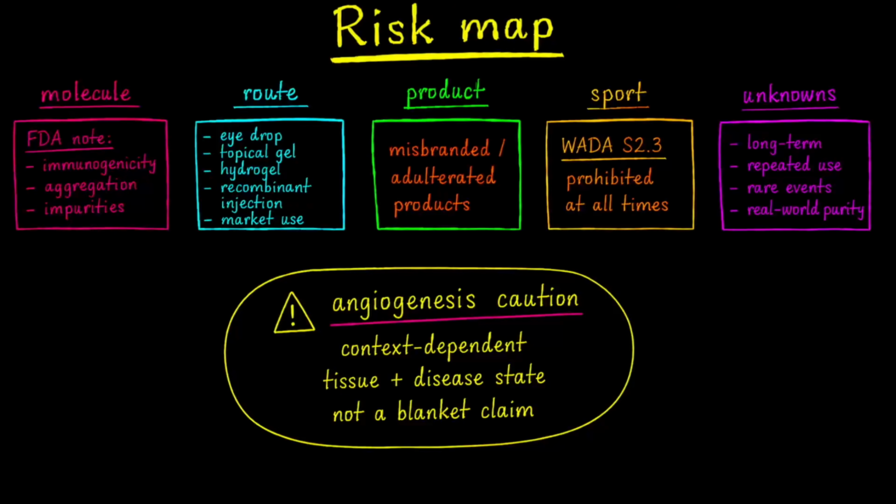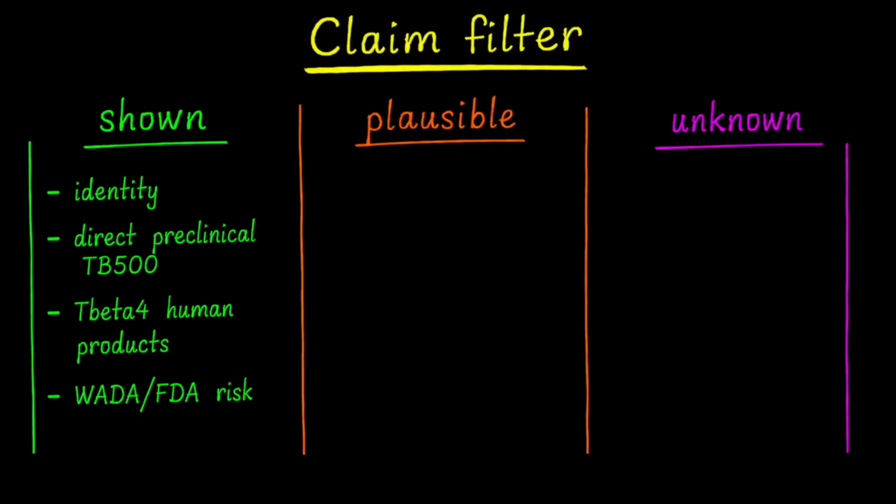There are a lot of other risks associated with it. WADA has released a statement saying it's prohibited at all times, and there are a lot of unknowns and things we just don't know about TB-500. So we know what TB-500 is by its fragment identity, we do have direct preclinical TB-500 signals, and we also have specific human thymosin beta-4 product data, so that's all great.